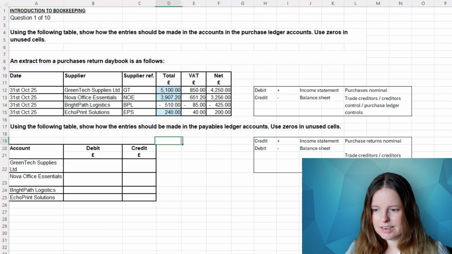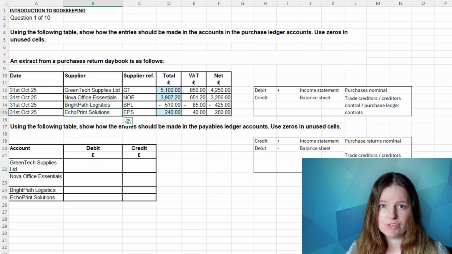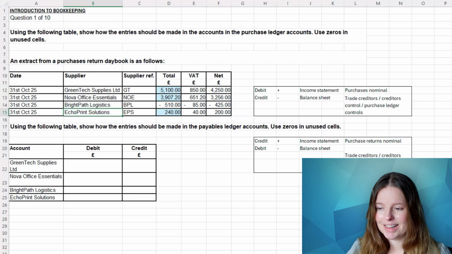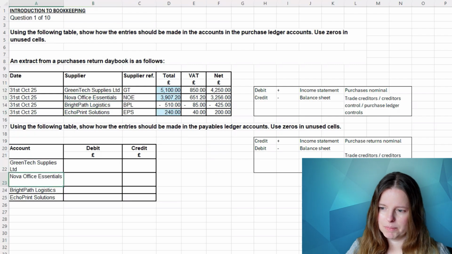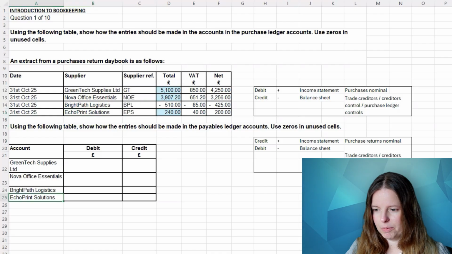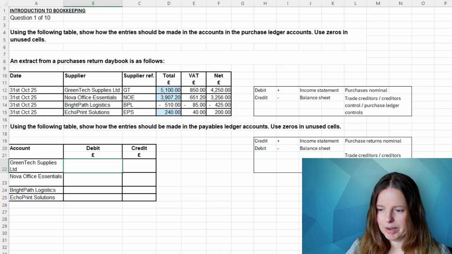Now here, what we need to make sure firstly is that all of our suppliers are in the right order, because it's just so easy to get that wrong in the exam and then lose marks. So we've got Green Tech, Nova, Brightpath, and Echo Print. Okay, so make sure you look at that, because you can lose marks in the exam.